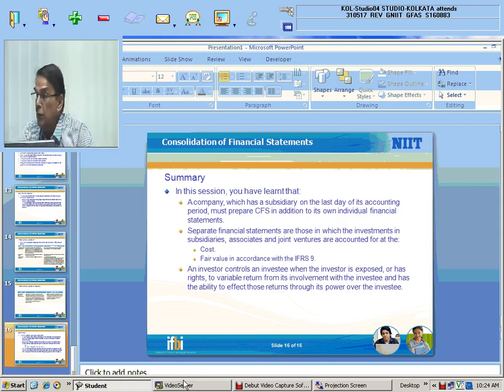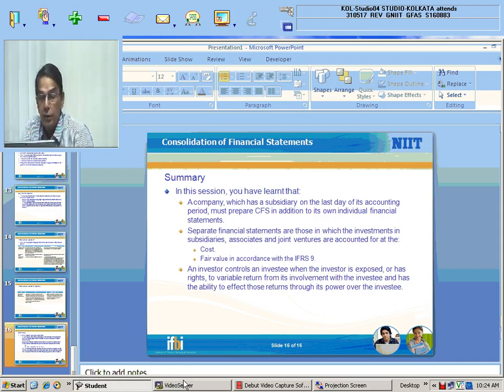But basically, what we have learned here, we want to summarize. A company which has a subsidiary on the last day of its accounting period must prepare consolidated financial statements in addition to its own individual financial statements. This is a requirement of IFRS 10. Separate financial statements are those in which the investments in subsidiaries, associates and joint ventures are accounted for at cost or at fair value in accordance with IFRS 9.